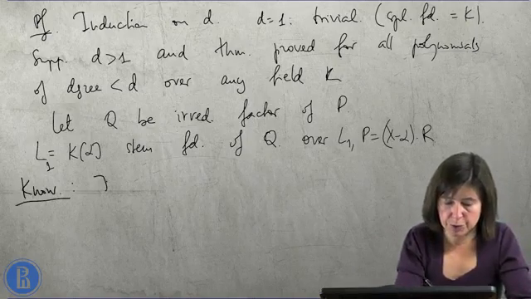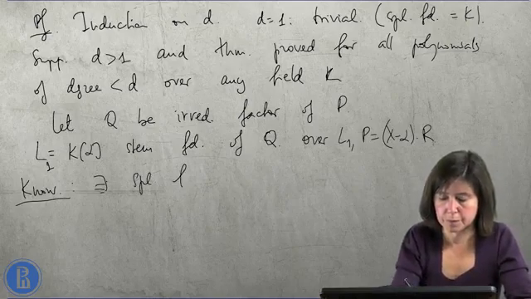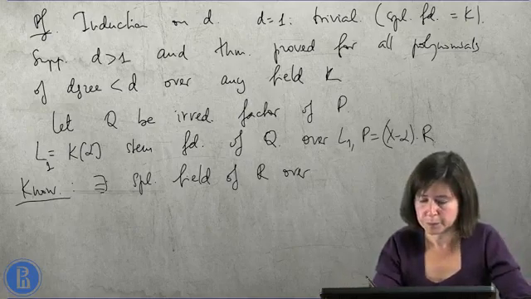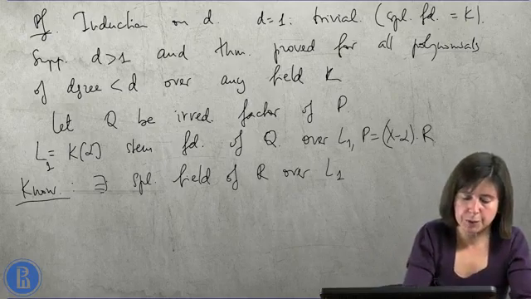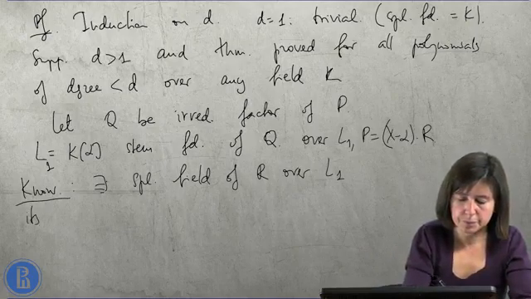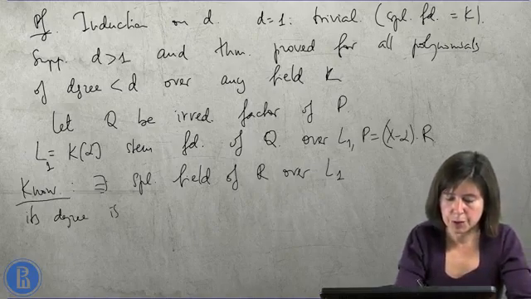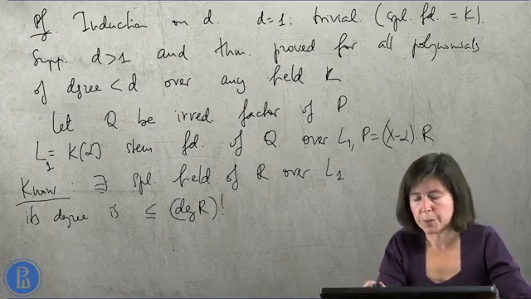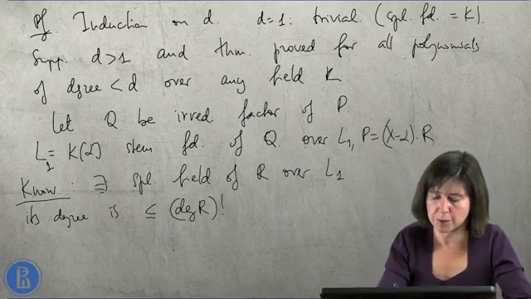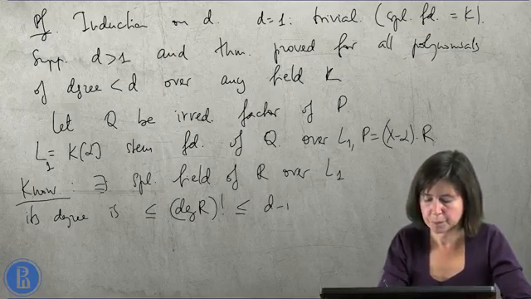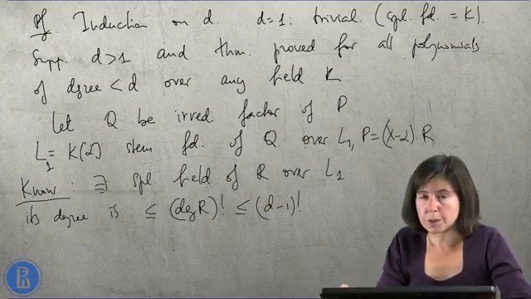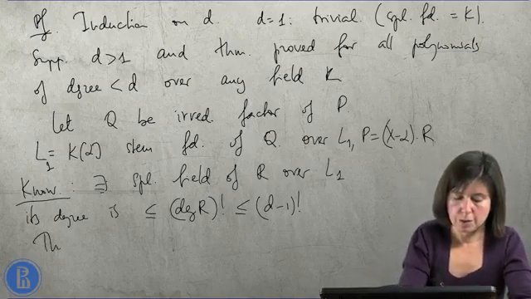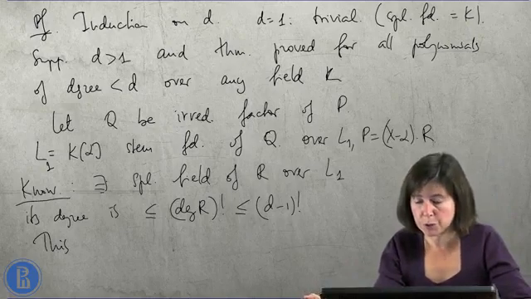And we know that we have a splitting field of R over L1 and its degree is at most degree of R factorial. But the degree of R is at most d minus 1. So this splitting field of R over L1 will be also a splitting field of P over K.